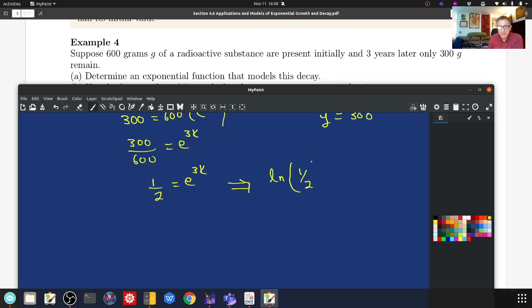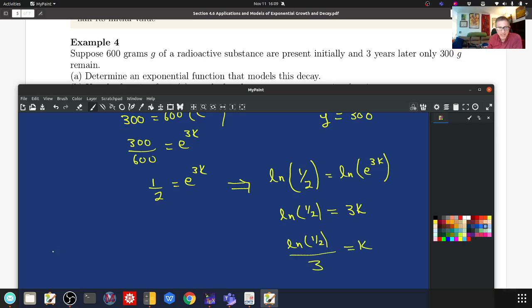Before we were taking the natural log of a number that was larger than 1. Now we're taking the natural log of a number that is less than 1 but greater than 0. So that leads to the natural log of 1/2 is equal to 3k. So the natural log of 1/2 divided by 3 is equal to k.